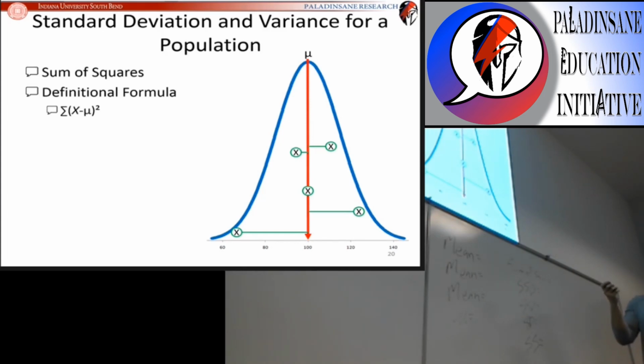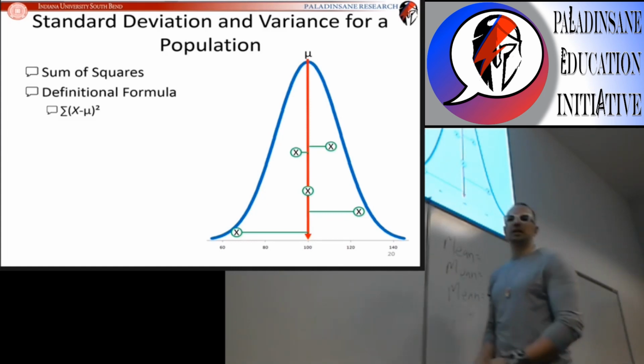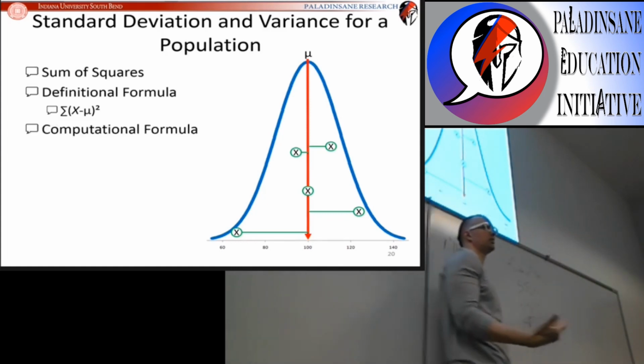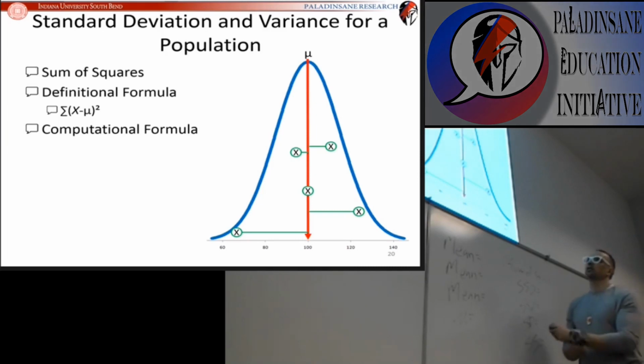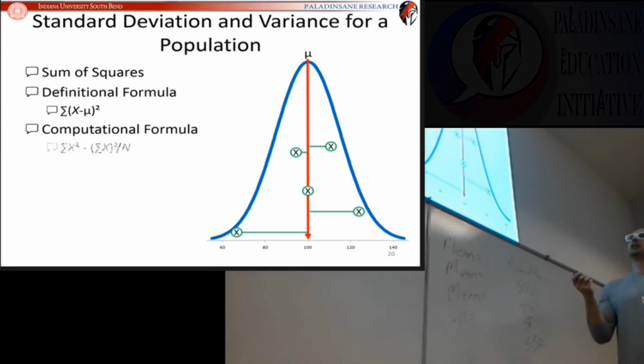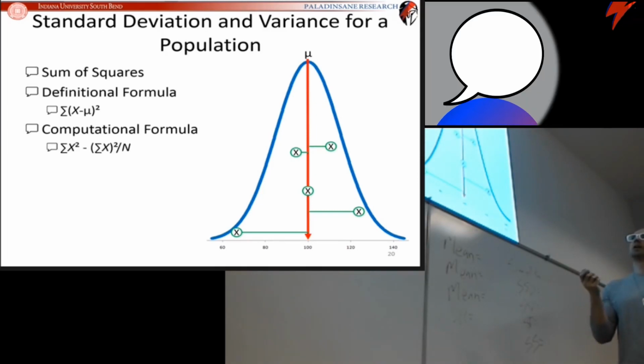That's the formula, definitional, for sum of squared deviations. What those graduate students did is they actually came up with a computational formula that made it a lot easier and a lot quicker to calculate those scores by hand. So that's the computational formula. I'm only mentioning it here because this is easier to calculate by hand.